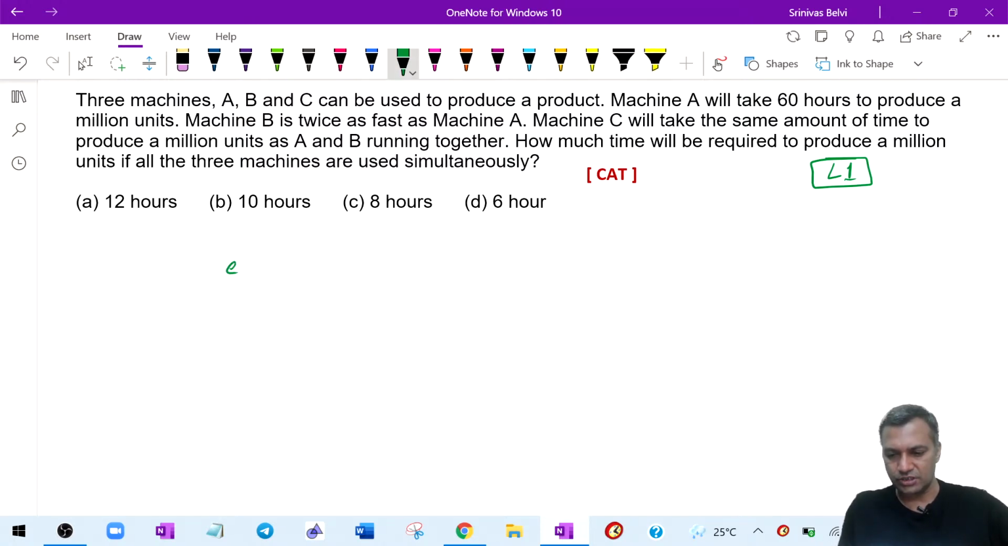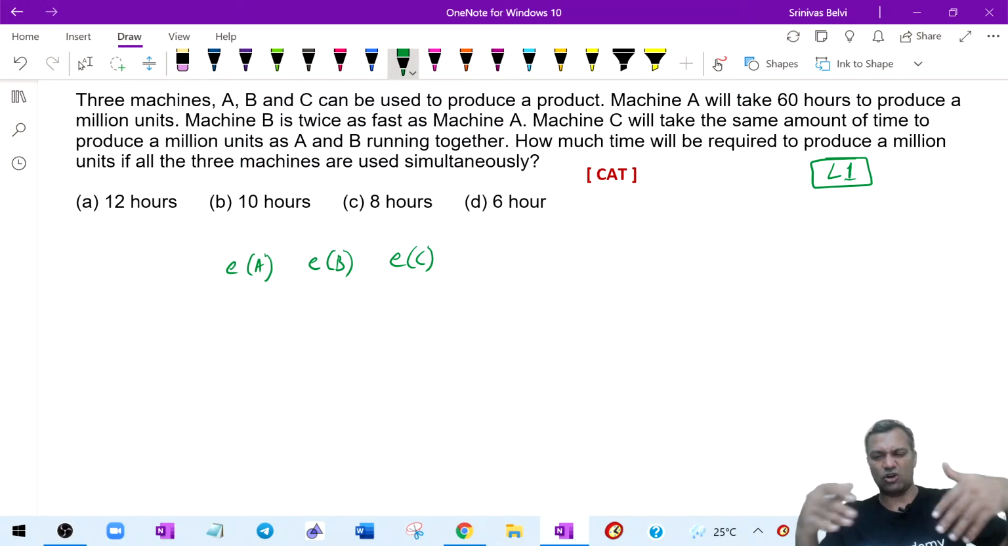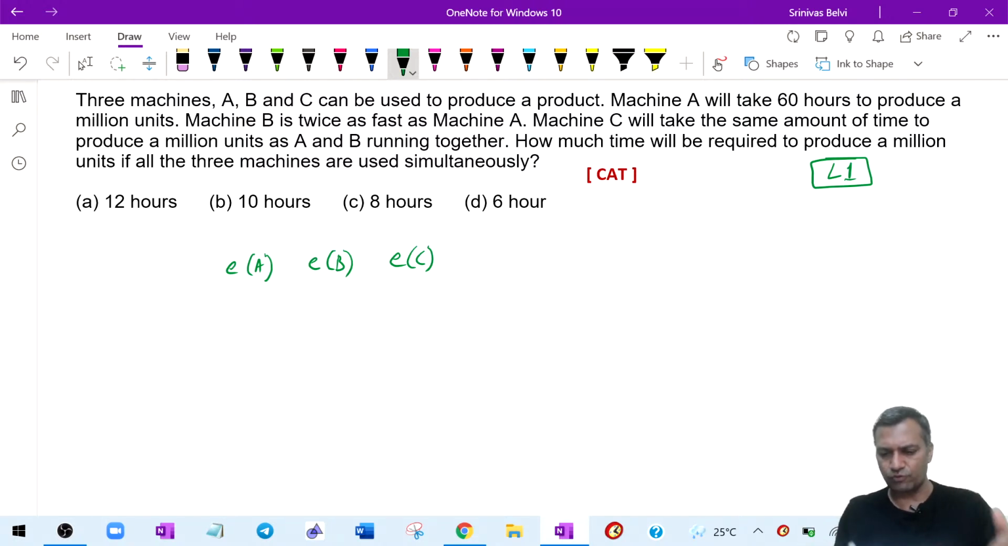There are 3 efficiencies: the efficiency of A, efficiency of B, efficiency of C. I was writing in the column, but whether you write in the column or the row doesn't really matter. I just have to find this and the work. So what is the work? Fair enough. Let's come back to this. Let's understand this. Machine B, now look at this.